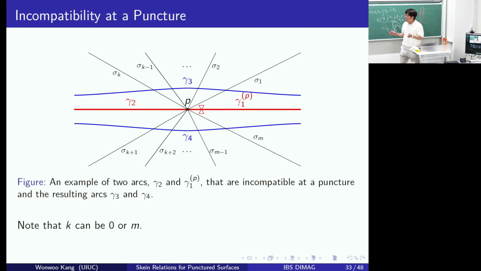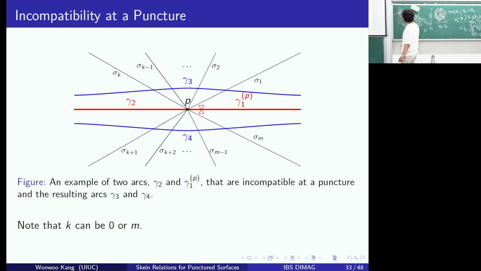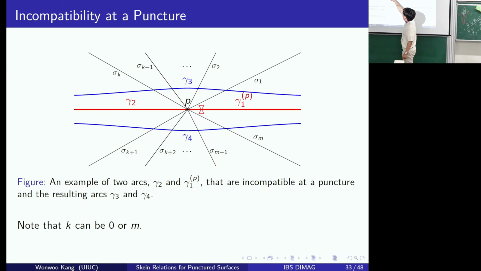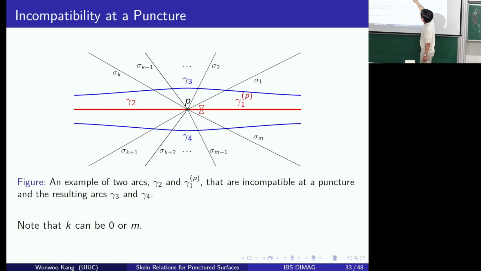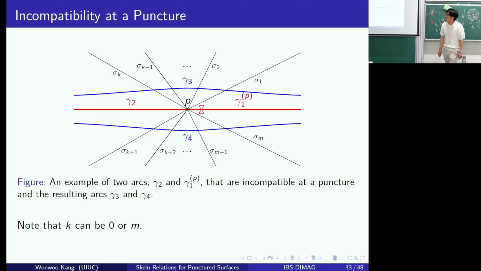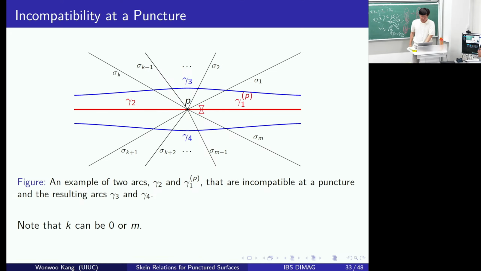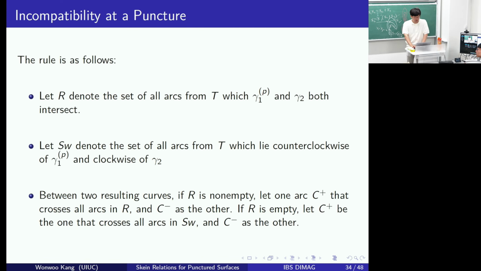So incompatibility at a puncture means that they don't follow the rules that I mentioned about the tag triangulation. So in this case, if you look at gamma 1 and gamma 2, I mentioned that if they share an endpoint, the tagging should be the same. But in this case, they're not, right? So it's incompatible. So that's what I mean by incompatible at a puncture. And this is, let's say, the general example of incompatibility at a puncture.